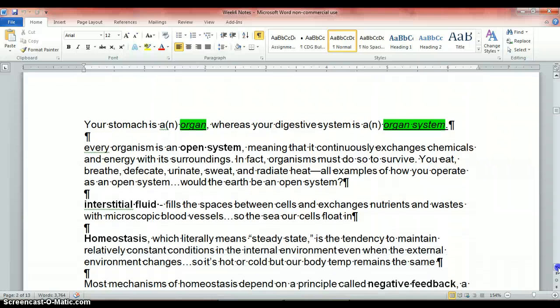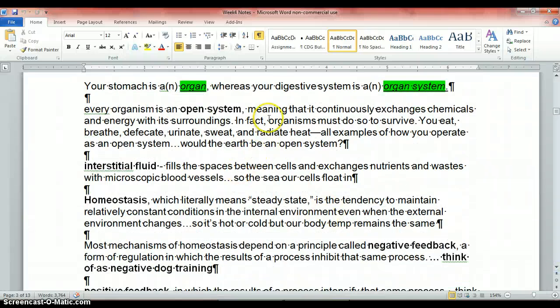Nice little checkpoint. Every organism is an open system, meaning that it continuously exchanges chemicals and energy with its surroundings. In fact, organisms must do so to survive. You eat, breathe, defecate, urinate, sweat, radiate heat. All examples of how you operate as an open system. Would the Earth itself be considered an open system? Just something to think about. Do we emit things into space?